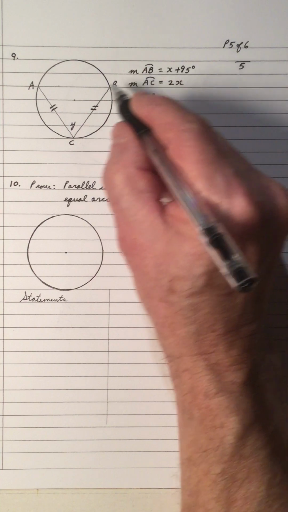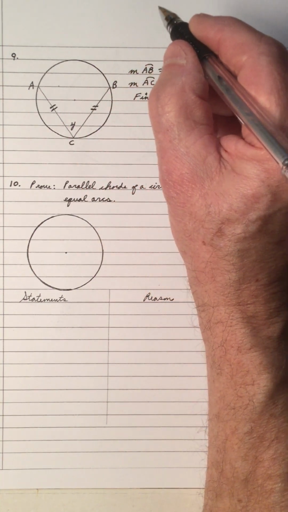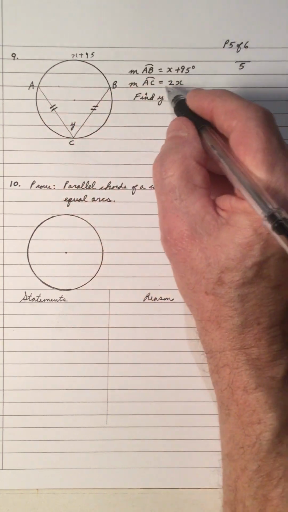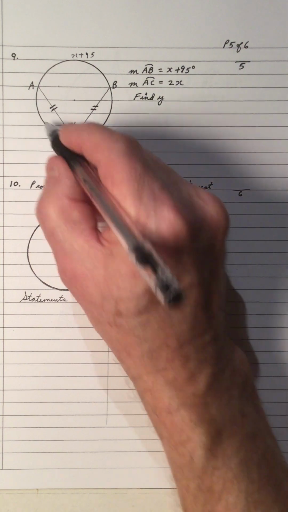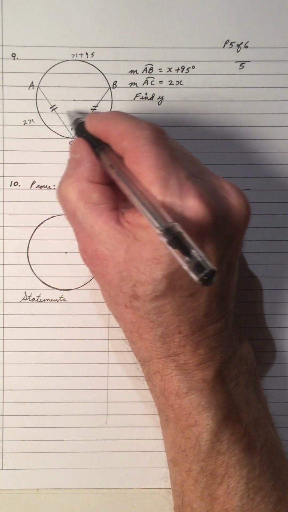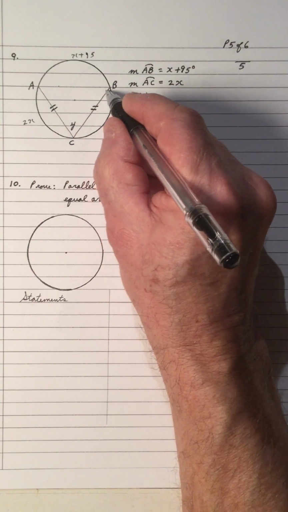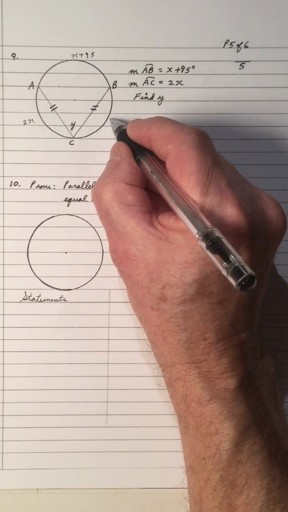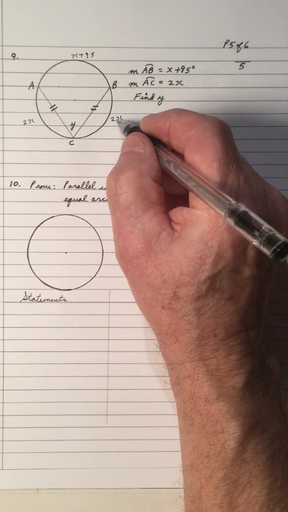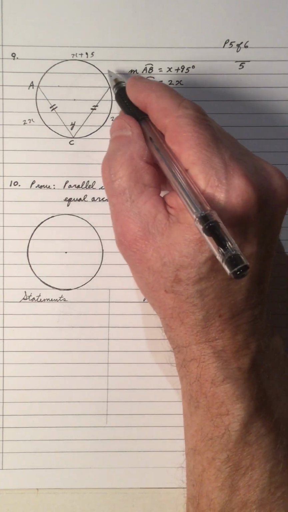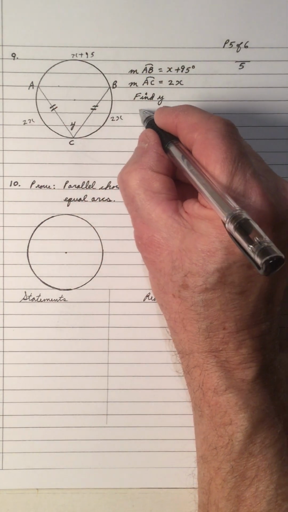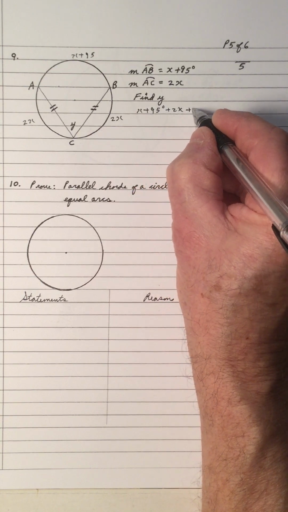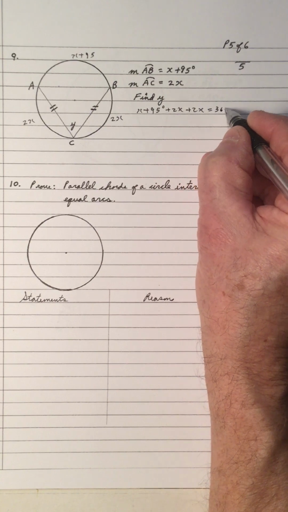So if the arc AB is x plus 95, there's the arc AB. The arc AC is 2x. Since 2 chords are equal, the 2 arcs are equal. So these 2 chords are equal, intercepting these 2 arcs, AC, BC. That means this arc is 2x. And now that we have all the arcs in, that means we have x plus 95, add on 2x, add on 2x, equals 360.